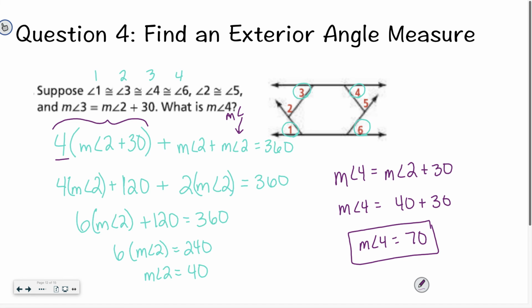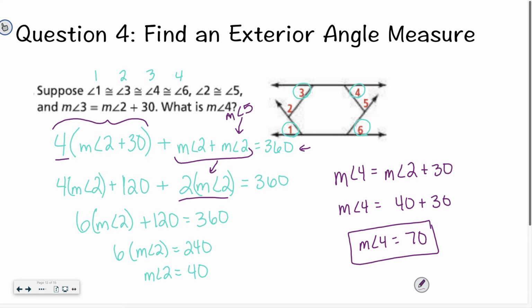I replaced it with angle 2 because I know that 2 and 5 are congruent. So then I added all of those together and set them equal to 360. In the next step, you can see I distributed that 4. So I said 4 times the measure of angle 2 plus 120 plus, and then I can combine those two measure of angle 2's into 2 times the measure of angle 2 equals 360.